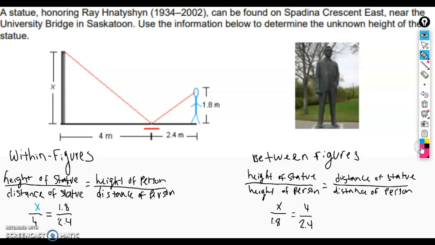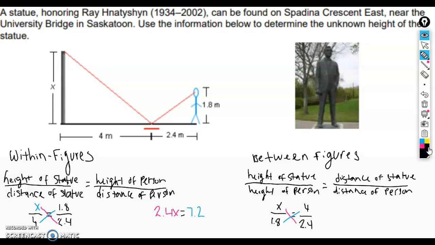Now, if you notice, although these are two different ratio setups, we're still going to be cross-multiplying and then dividing. So here I'm going to do x times 2.4, and that's 2.4x. And then that's going to equal, cross multiply, 4 times 1.8, and 4 times 1.8 is 7.2. Now if you do the same thing on the other ratio, it's still going to be x times 2.4, which is 2.4x, and it's still going to be 1.8 times 4, which is still 7.2. So again, no matter which ratio you have set up, it's going to work out.